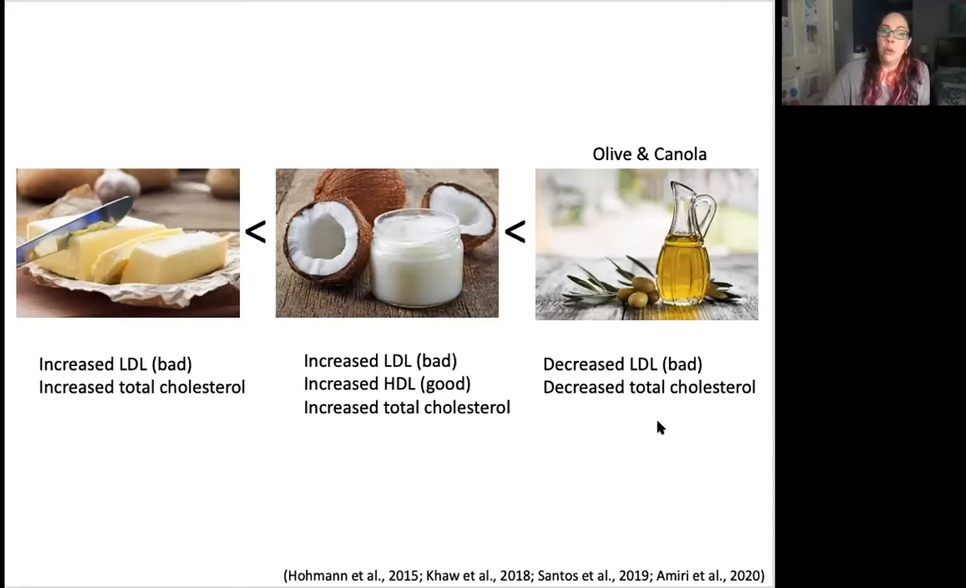That's why olive oil is often touted as being an extra healthy oil, because it can also have impacts on other levels of cholesterol. So if you're choosing forms of fat in your diet, choose more from this side and fewer from that side.